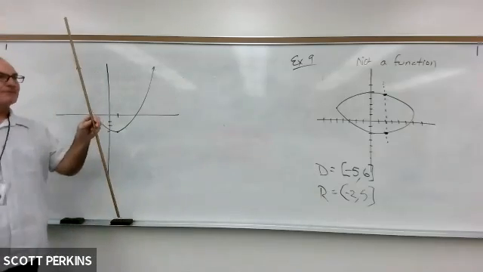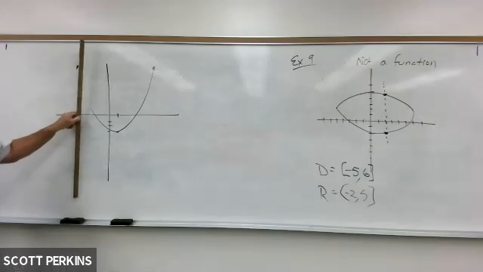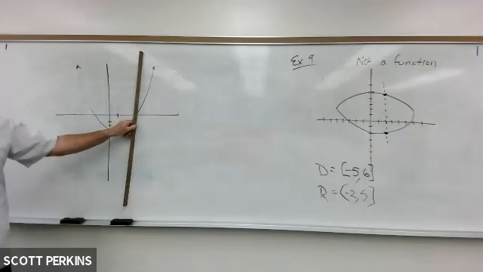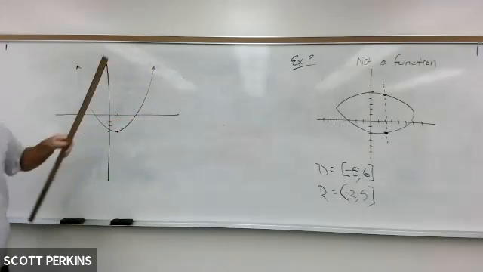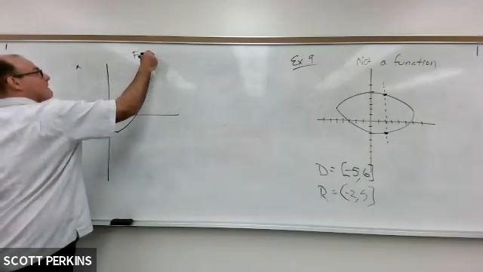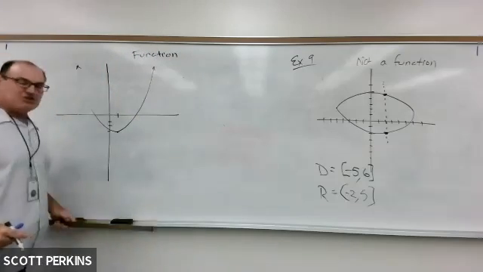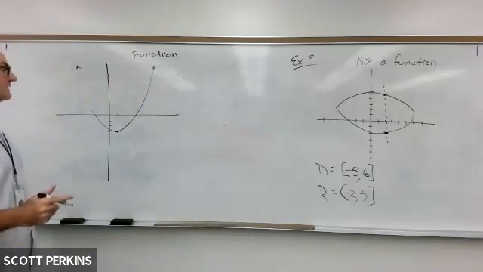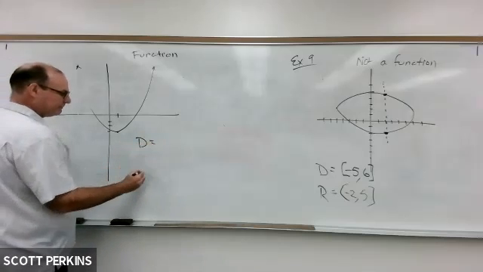Here's my vertical line. Function or not a function? Every time I put a vertical line there, it's only hitting the graph one time every time. Okay, so this is a function. Each x value has only one y value that goes with it. Okay. Domain and range.